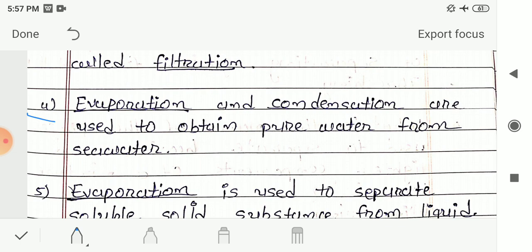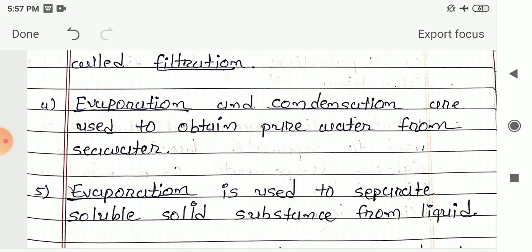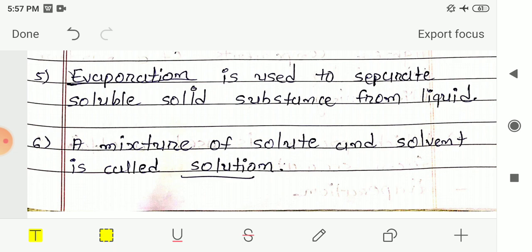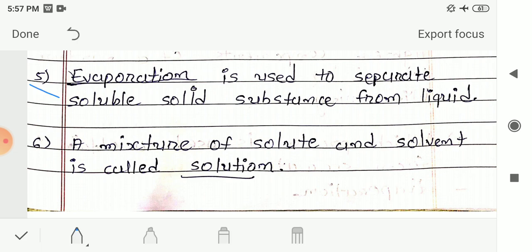So evaporation and condensation are used to obtain pure water from the sea water. Your answer is evaporation and condensation. Next, fifth number: blank is used to separate soluble solid substance from liquid. So the evaporation method is used to separate soluble solid substance from the liquid. So your answer is evaporation.